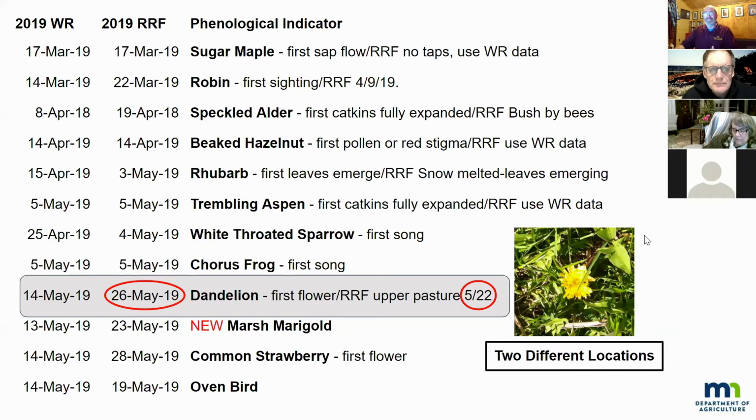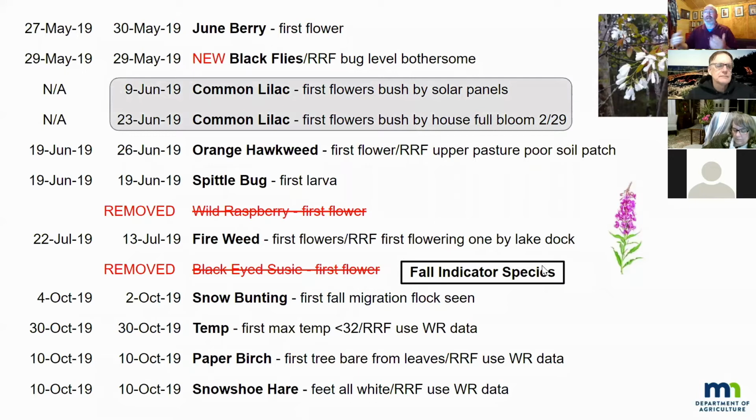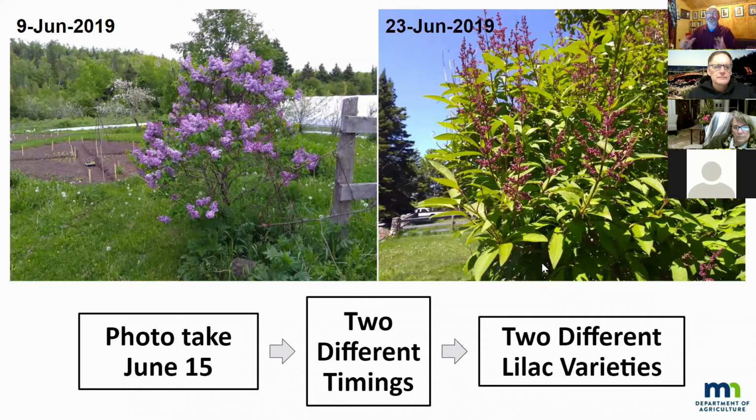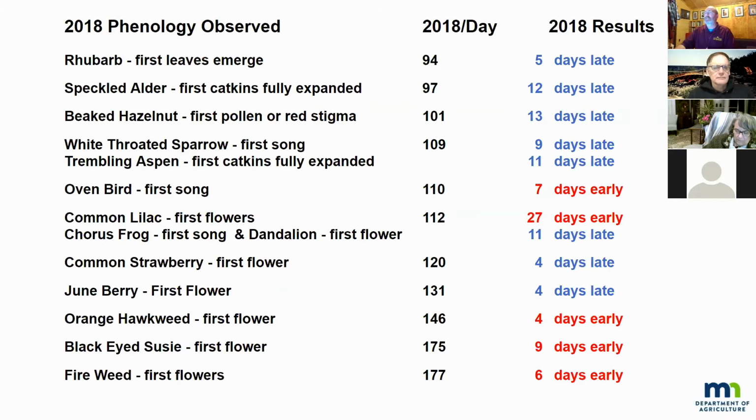The other thing to consider is, when you're looking at something like lilac, why do these two bushes, which were in the same area, bloom at different times? Well, they're two different varieties. So varieties and sub-varieties are other considerations. Similar location, two different times. So you can't just say plant after the lilac blooms. You have to say plant after the solar panel lilac, or the lilac by the greenhouses, so that you're getting more consistent data, because they each have their own conditions and their own natural genetic predisposition for timing.